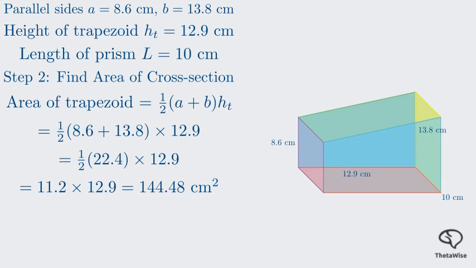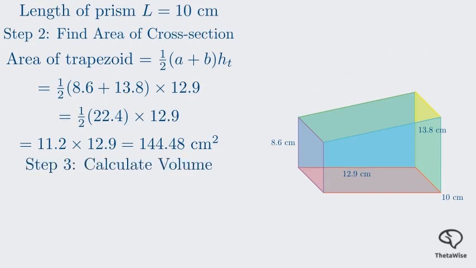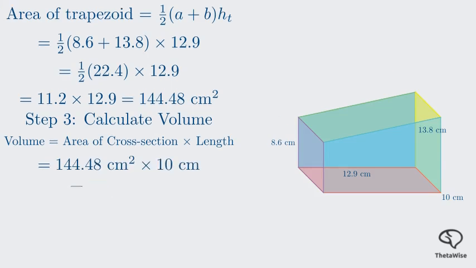Now that we have the cross-sectional area, calculating the volume is straightforward. The volume of any prism is the area of its cross-section multiplied by its length. We multiply our cross-sectional area, 144.48, by the prism's length, 10 centimeters. This gives us a total volume of 1444.8 cubic centimeters. Remember, the key is to correctly identify and calculate the area of the uniform cross-section.